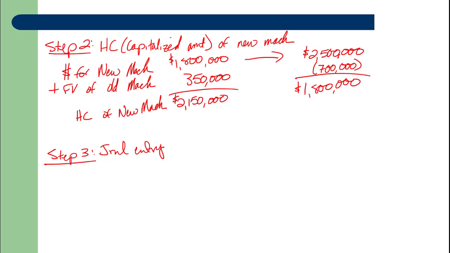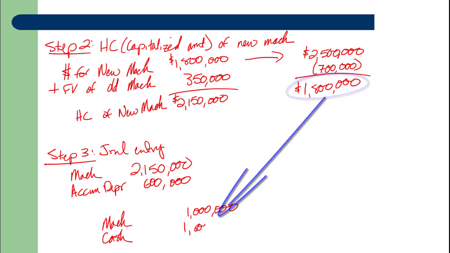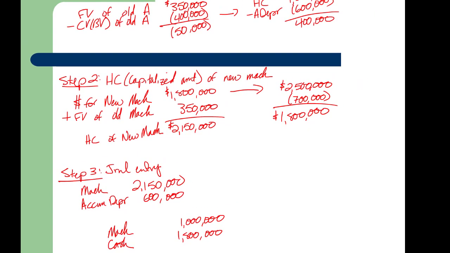And let's see, I know a lot of this. So I know the new machine is worth $2,150,000 because I calculated it up here. I know I've got to get rid of the accumulated depreciation on the old machine. And I know I've got to get rid of that old machine. The other thing I know I'm doing is I'm writing a check. Cash, 1.8 million. The only thing I'm missing is whether there's a gain or a loss on this exchange. And I already know the answer. If I've done this right, this will be that $50,000 from step one.